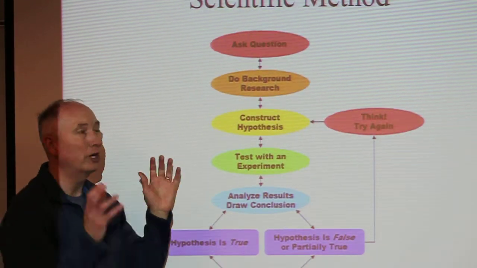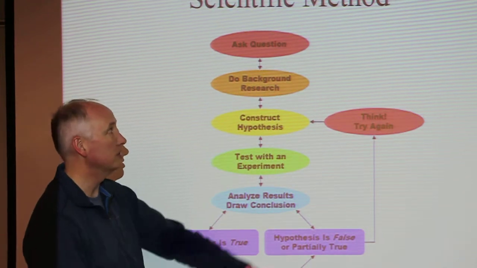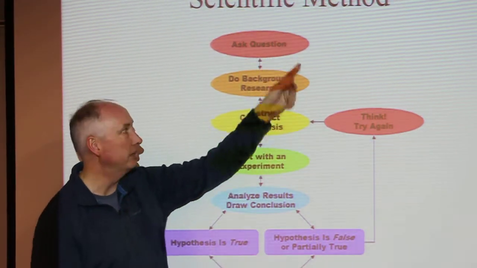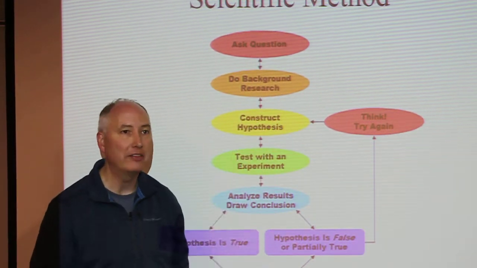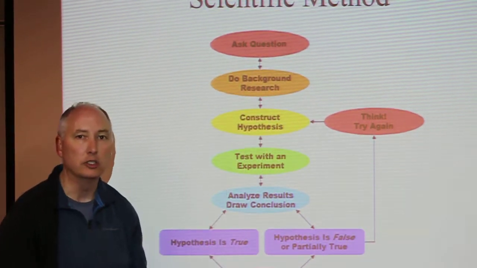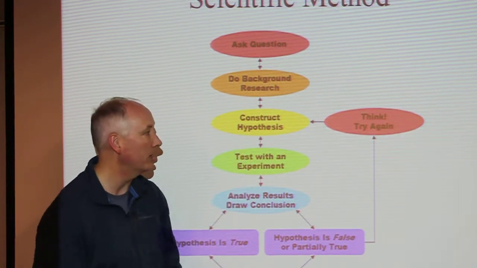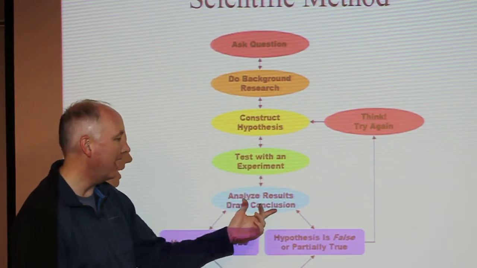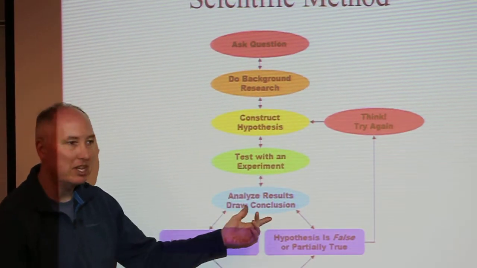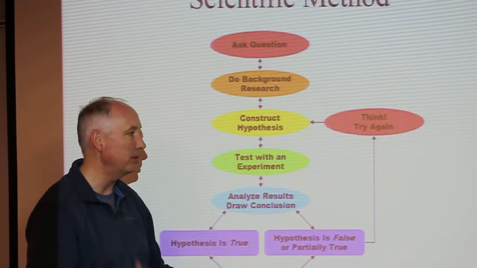So in this class we're going to be focusing on the scientific method and applying it to lots of different questions. And it all starts with a question. Once we have a question, we try to find out what we already know by doing some background research. Then we can construct a hypothesis that will explain what's going on. Then we can test that hypothesis with an experiment, analyze the results, and if our hypothesis is confirmed, then we have our answer and we can publish our results.